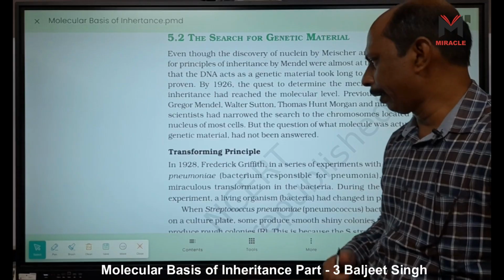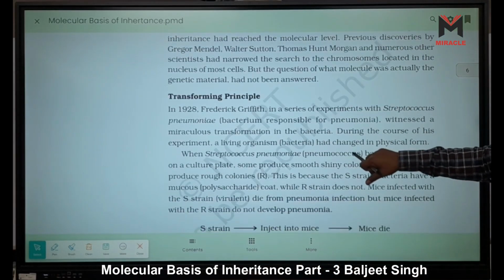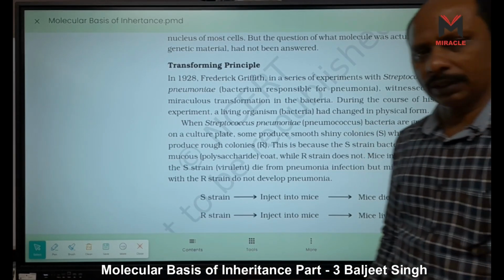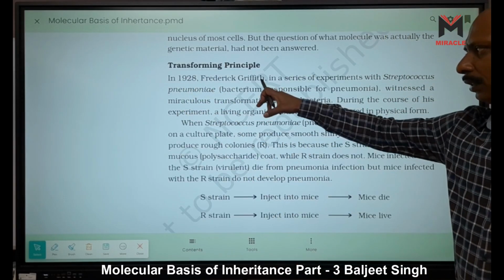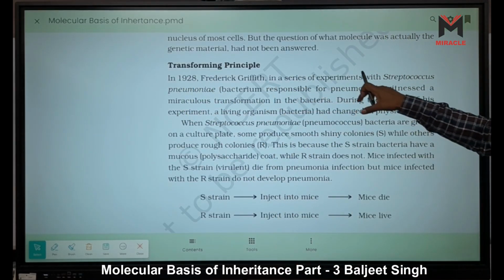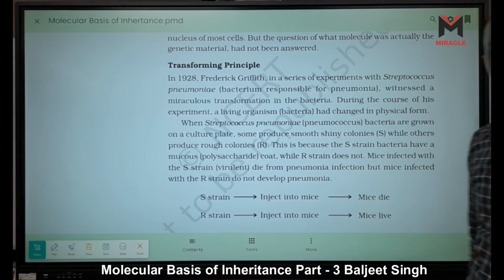Now the first scientist is Frederick Griffith. In 1928, Frederick Griffith performed a series of experiments with Streptococcus pneumoniae.